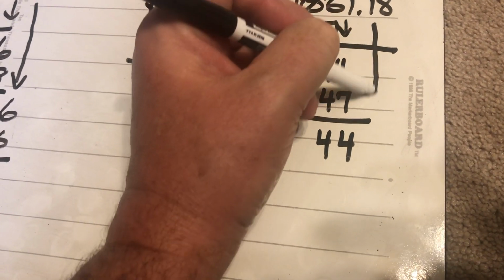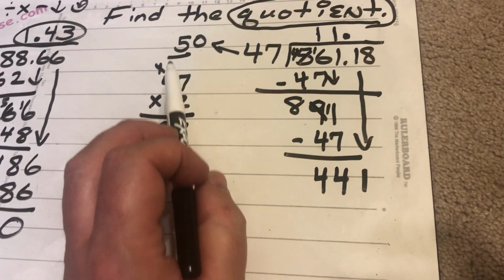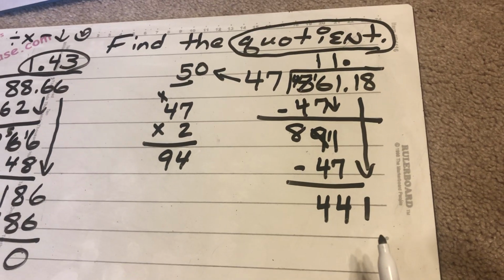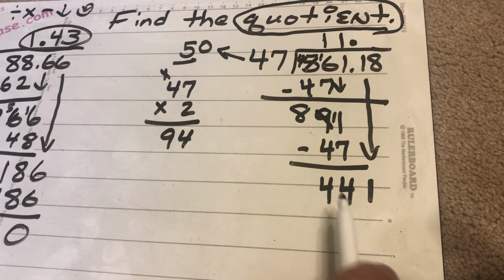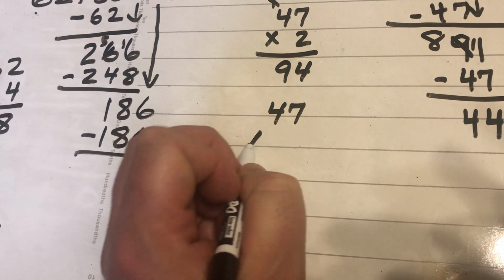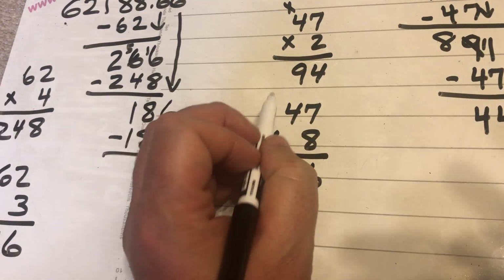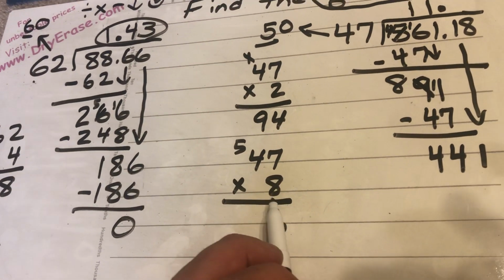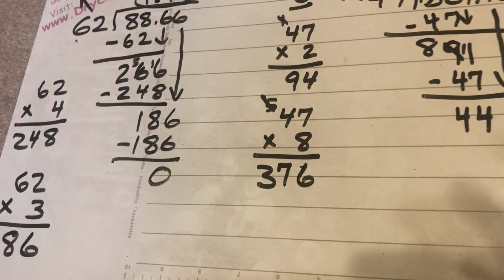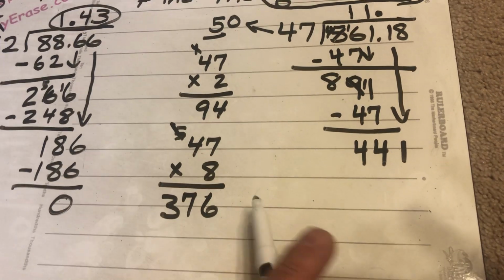Now it's time to bring this 1 down. All right, and so now I'm thinking how many ever times 5 can go into 44. That's what I want to try first. Well, 5 can go into 44 8 times. So I'm going to come over here. I'm going to try 47 times 8 just to see what I get. 8 times 7 is 56. Put the 6 down, carry the 5. 8 times 4 is 32. Plus 5 is 37. Well, that seems like it's a ways away from 441.